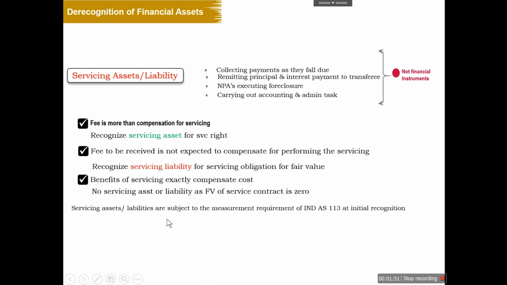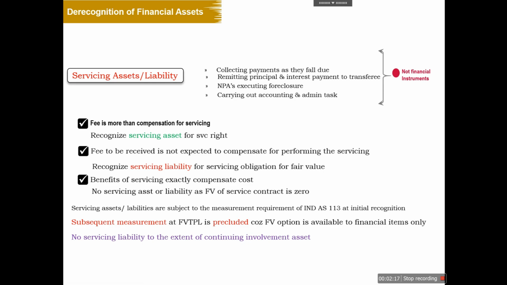And servicing assets and servicing liabilities are subject to the measurement requirements of Ind AS 113 at initial recognition, and subsequent measurement at FVTPL is precluded because the fair value option is available to financial items only, and servicing assets and liabilities are not financial instruments. Apart from it, there is no servicing liability to the extent of continuing involvement in the asset. For example, if the asset pre-transaction was rupees 100 and the continuing involvement in the asset after the transaction was 70, the transferor would recognize a servicing liability for the 30 only that has been derecognized. It would not recognize a servicing liability for rupees 70 which is not derecognized by the entity. So this is all about the servicing assets and liabilities.